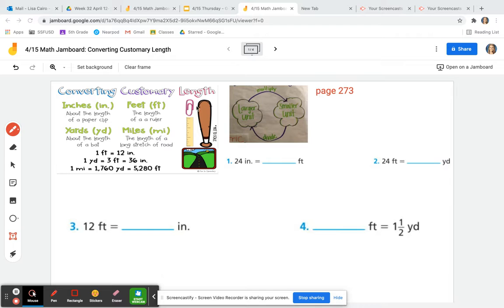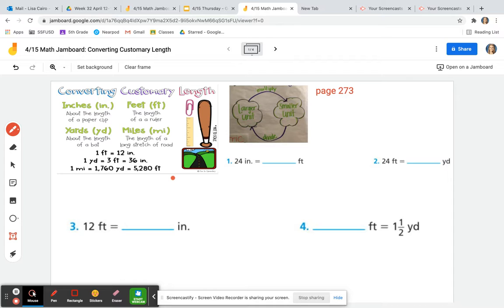You are going to open up your reference packet to page 3, and the heading on that is converting customary length. So go ahead and find that. You'll see a picture of a bat, a paper clip, a ruler, and a picture of a road. Also have your learning log ready. We're especially going to be referring back to this picture quite a bit and asking yourselves larger to smaller unit or smaller to larger unit.